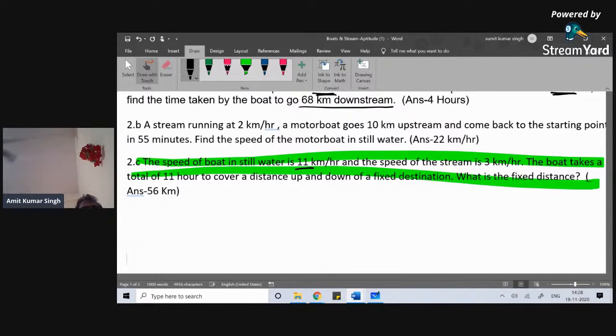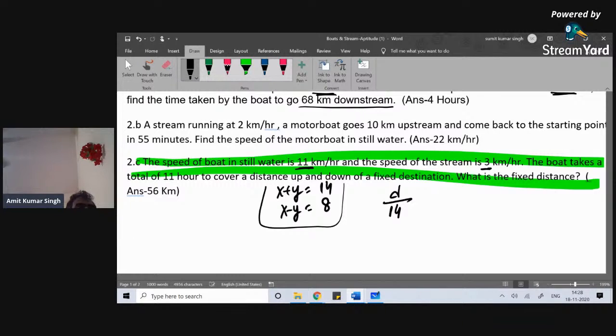Here the value of x is given as 11 and the value of y is given as 13. So x plus y would be 14 and x minus y would be 8. A motorboat takes 11 hours to go a certain distance up and down. Suppose the distance is d kilometers. To go downstream, the time taken would be d by 14. To go upstream, the time taken would be d by 8. The total time is 11. Find the LCM of 14 and 8, which would be 56. So you will get 11d by 56 is equal to 11. So d is equal to 56 kilometers.